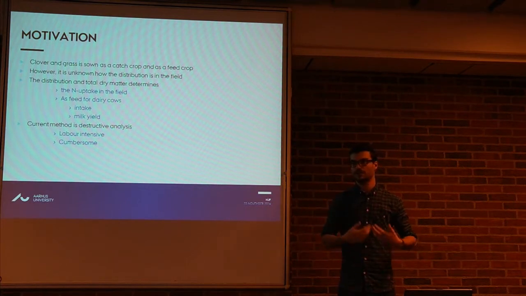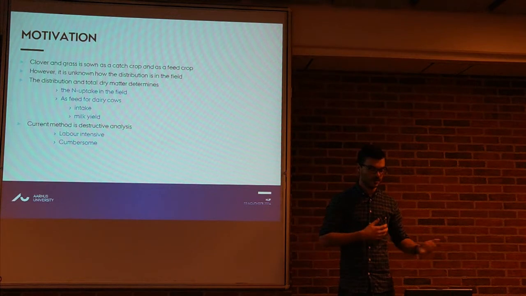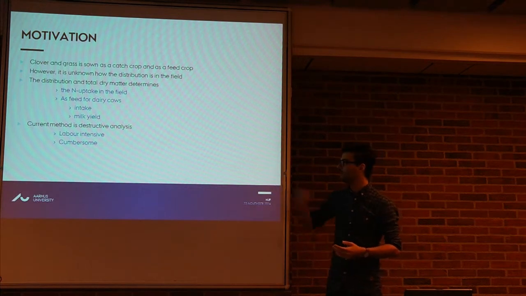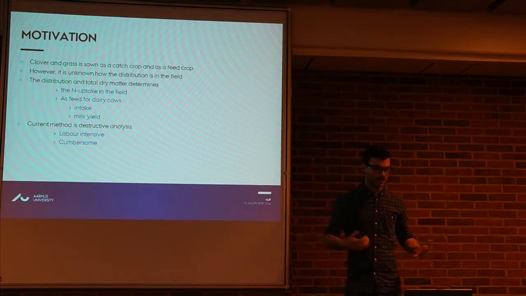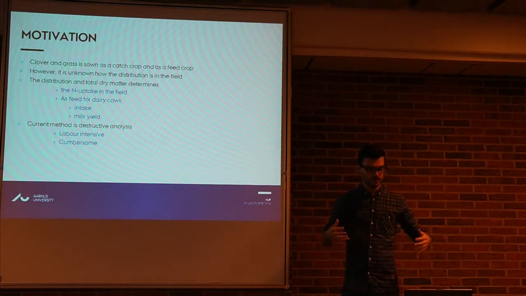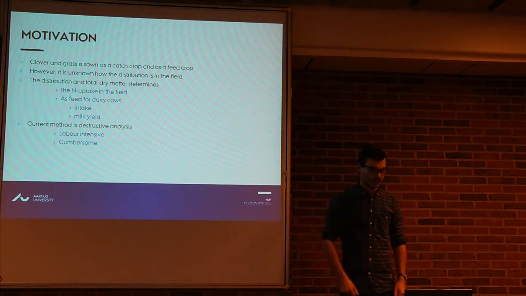So when we harvest it and use it as feed for the cattle, we don't know what the distribution between the clover and the grass is, and it has a huge impact on their milk yield and their intake. And also when used as a catch crop, the amount of clover in the field determines how much nitrogen we can extract from the soil.